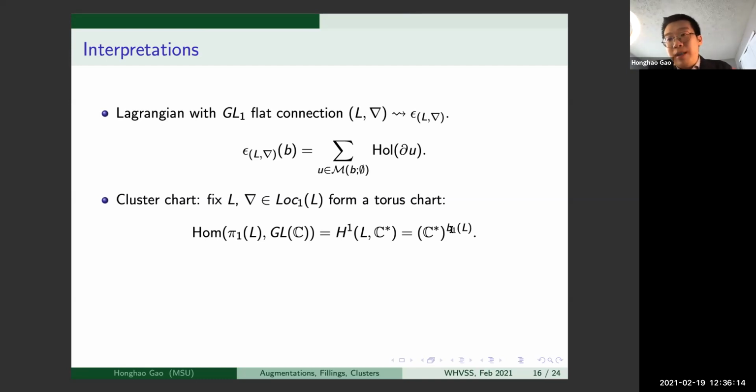But remember the property that we mentioned before, that all exact Lagrangian fillings have the same genus. Therefore, they have the same Betti number. So each Lagrangian filling will give us a torus chart of the same dimension.